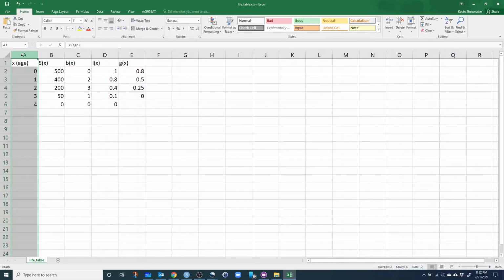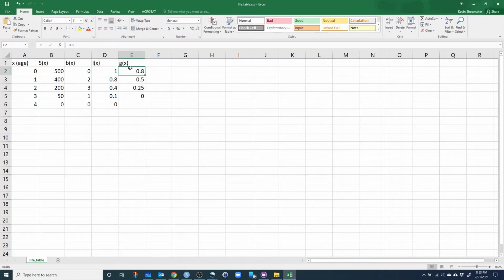has, of course, x for age. This is following a cohort through time, so we have 500 to start off in the cohort, 400 left that reached age 1, 200 that reach age 2, so on and so forth. So these are the basic elements of a life table. Of course, we have the fecundity, or the birth rate, and how that changes with age. This is per capita birth rate. And I've already computed survivorship for you, as well as survival rate.